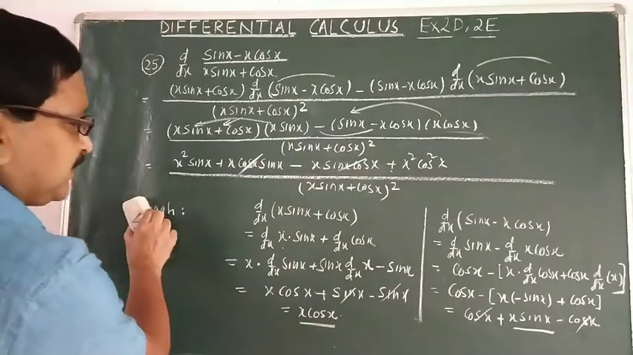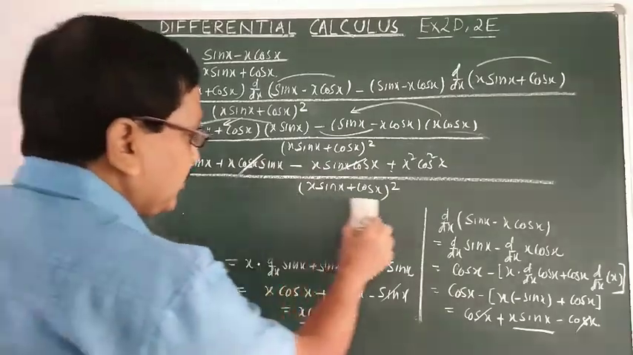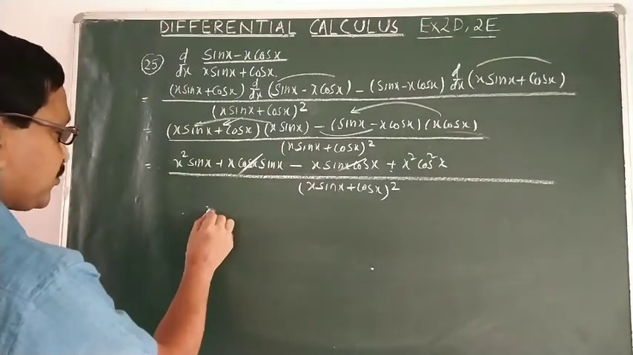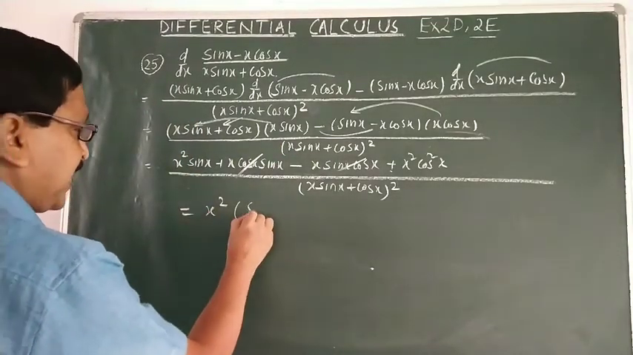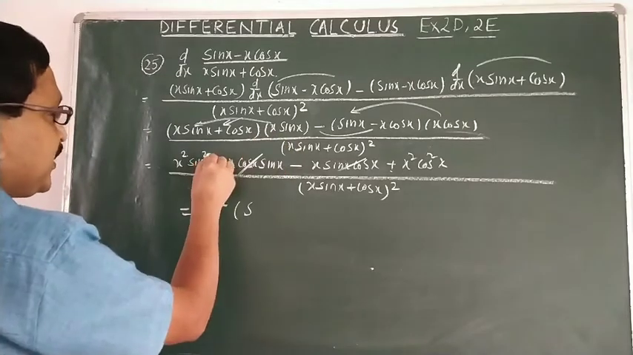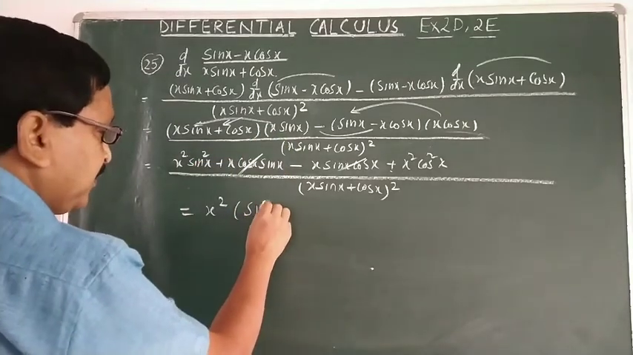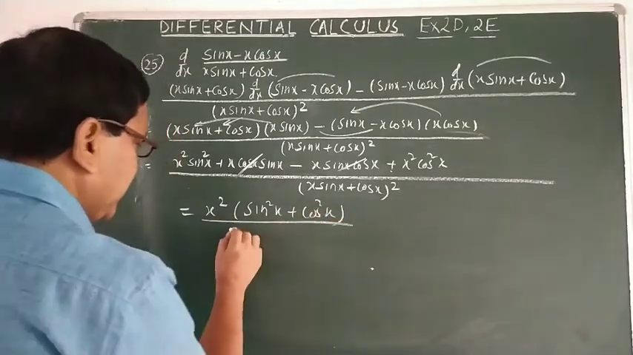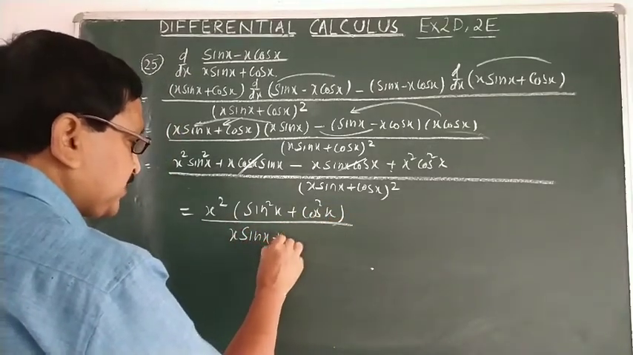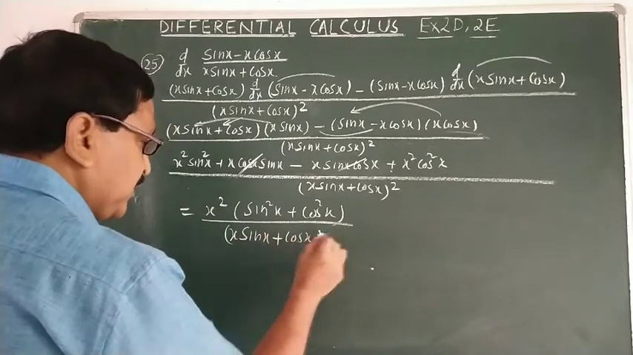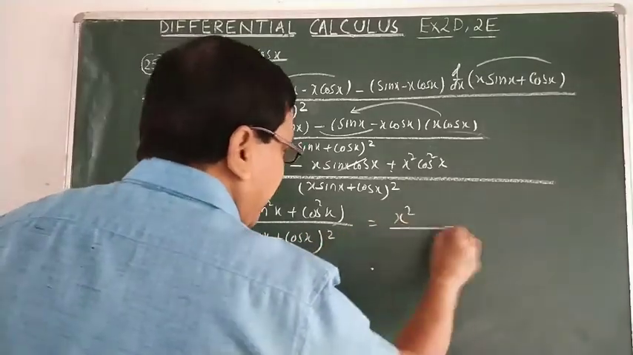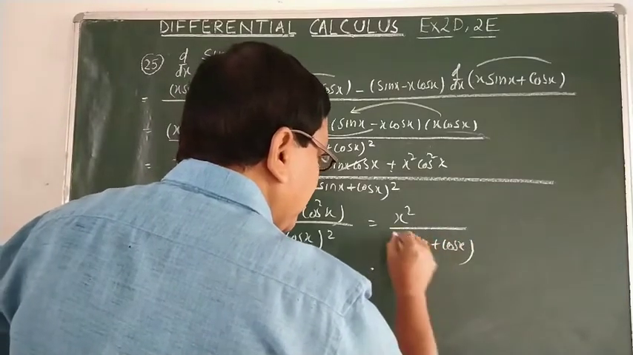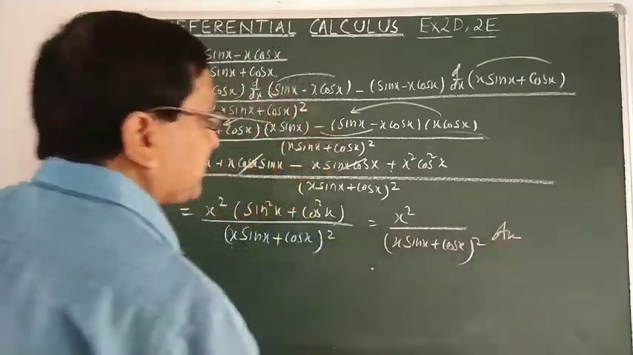So we are left with, now the rough work is being removed, x square sin square x, common you can take. This is sin square x plus cos square x by x sin x plus cos x whole square. So this is x square by x sin x plus cos x whole square. So this is your answer.